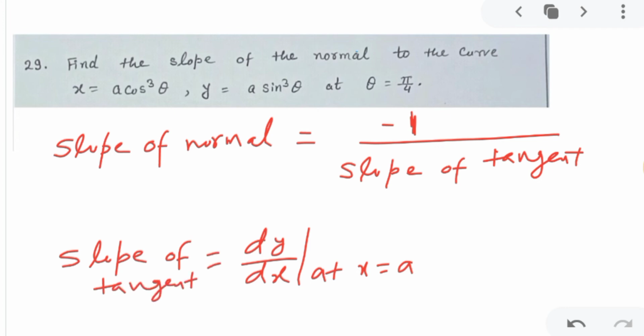Okay? So the slope of tangent is nothing but dy upon dx at x equal to a, because at any point, like here the point is given as theta is equal to pi upon 4, and the slope of normal is minus 1 upon the slope of tangent. So I hope you understood the concept. Now we'll solve the question. Okay?